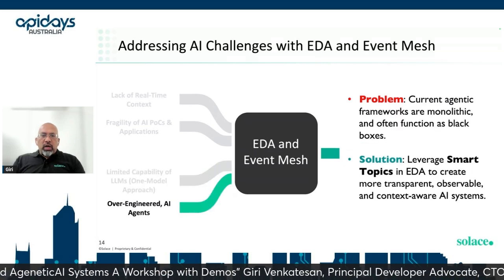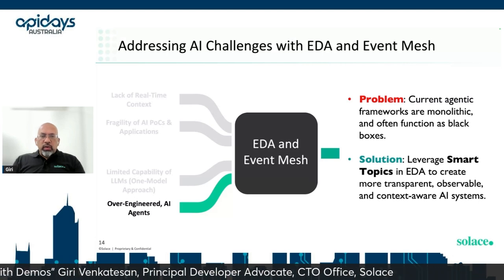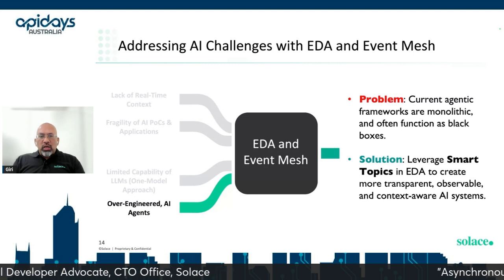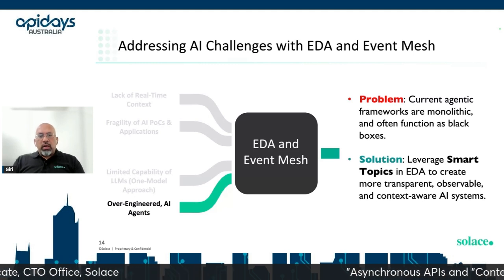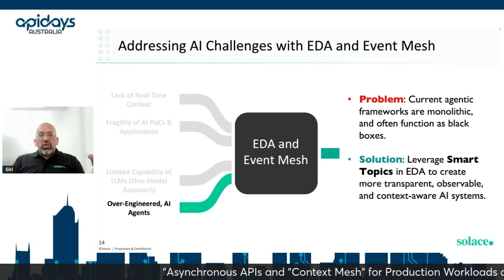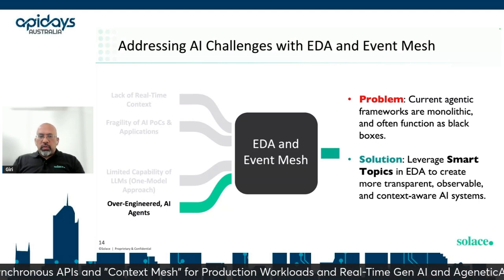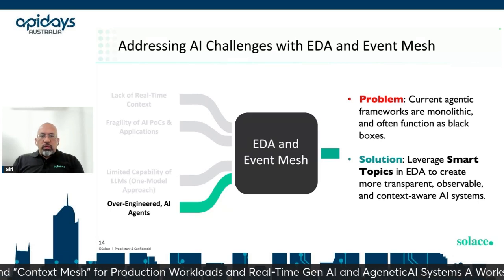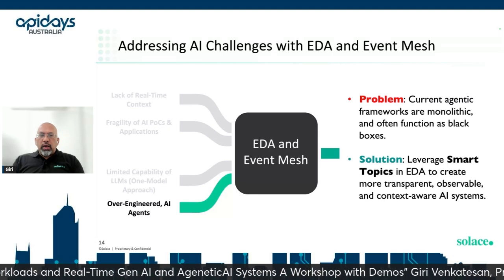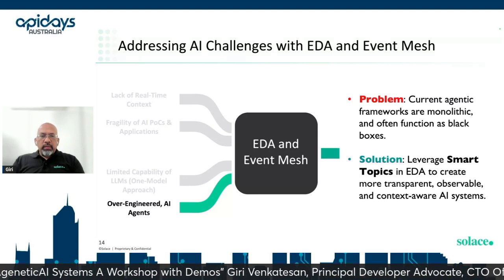These are other genuine problems. Current agentic frameworks are monolithic and often end up creating over-engineered AI agents, almost like a black box. Now, the solution is to leverage the smart topics functionality of Solace EDA to create more transparent, observable, and context-aware AI systems. Okay? So you can find more information about the smart topics on solace.com. This is a central capability of our Solace EDA.